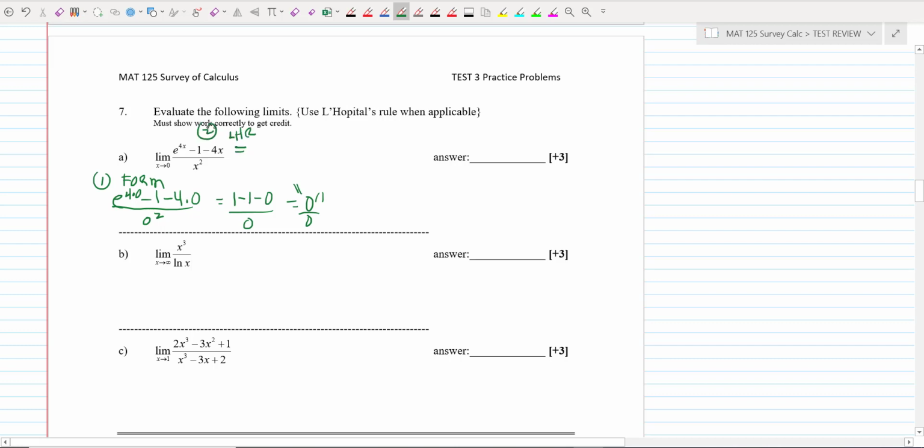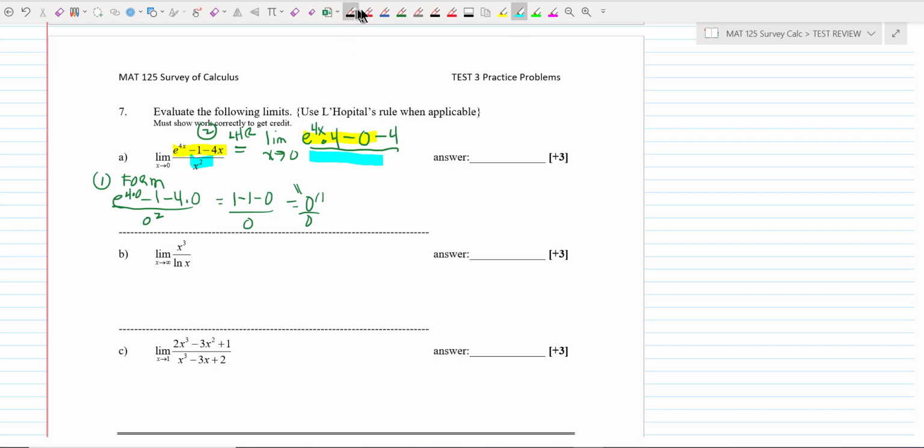This will be the second part of the problem. Remember, that means we're going to do the limit still as x goes to 0, but you need to take the derivative of the top, which you can do in your head. The derivative of e to the 4x is e to the 4x times the derivative of the exponent. That's a chain rule. The derivative of 1 is 0. The derivative of negative 4x is negative 4. And then we want to go to the bottom.